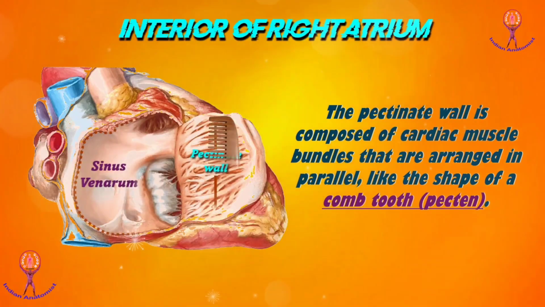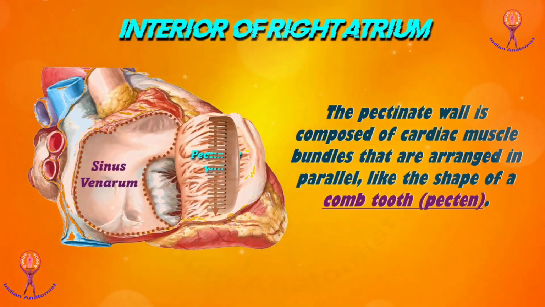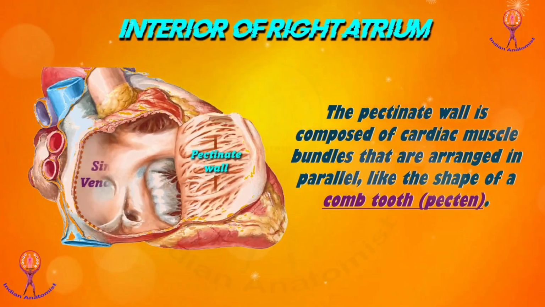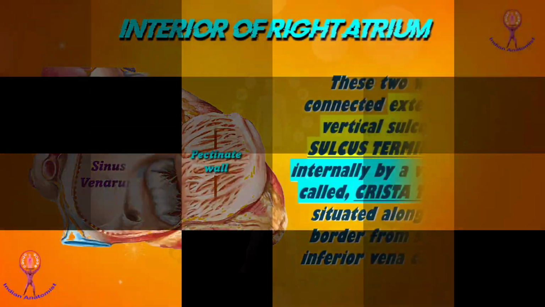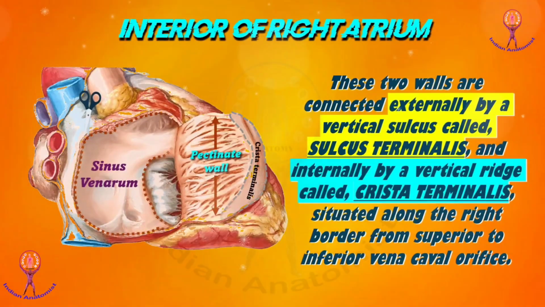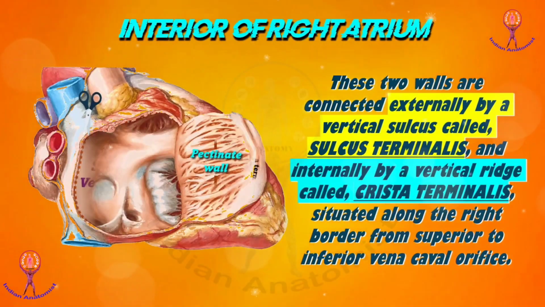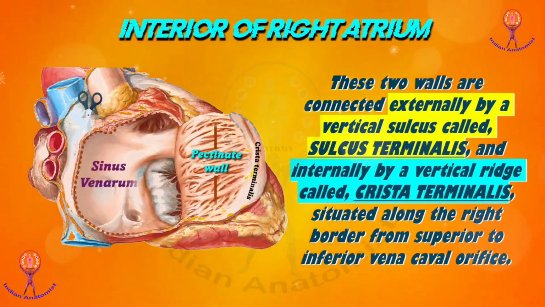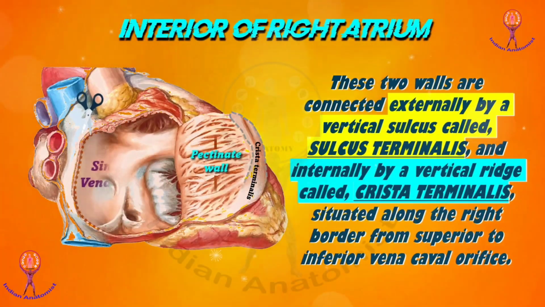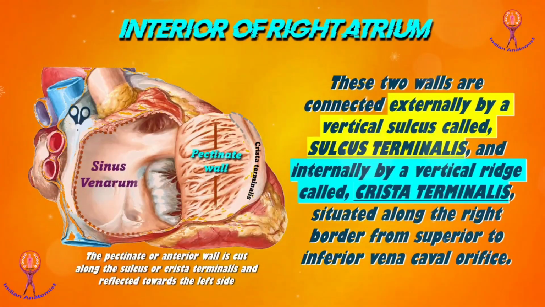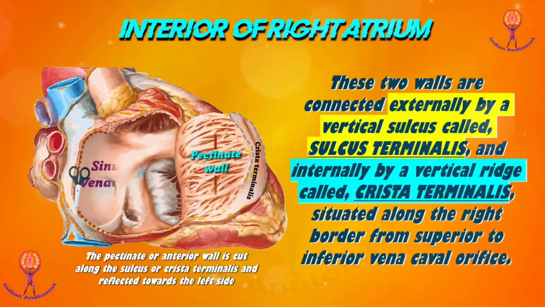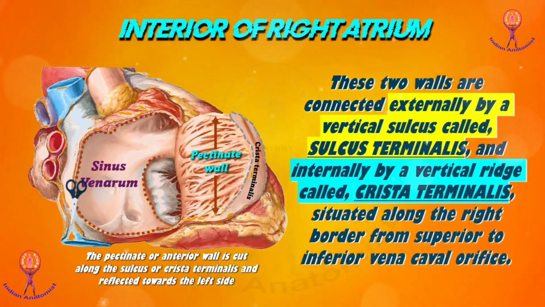The pectinate wall is composed of cardiac muscle bundles that are arranged in parallel, like the shape of comb teeth. Pectin is a Latin term for comb. The anterior and posterior walls are connected externally by a vertical sulcus called the sulcus terminalis, and internally by a vertical ridge called the crista terminalis, situated along the right border from the superior to inferior vena cava orifice. Dear medicos, see the illustration showing the pectinate or anterior wall is cut along the sulcus or crista terminalis, visible here and reflected towards the left side.